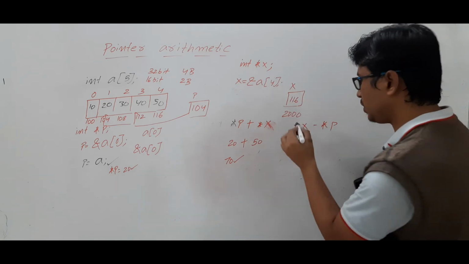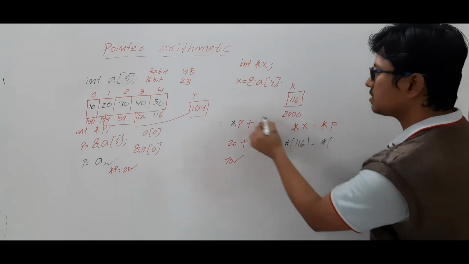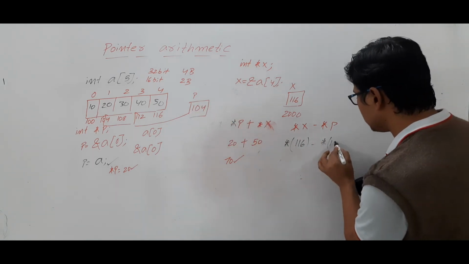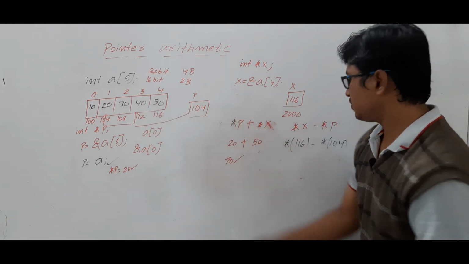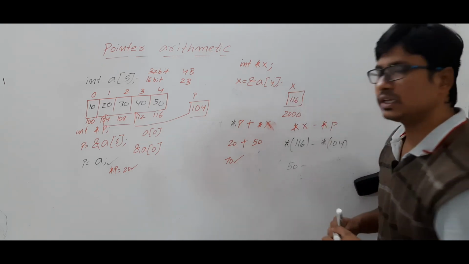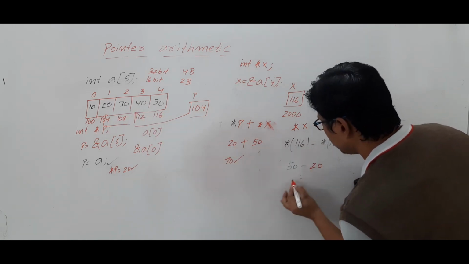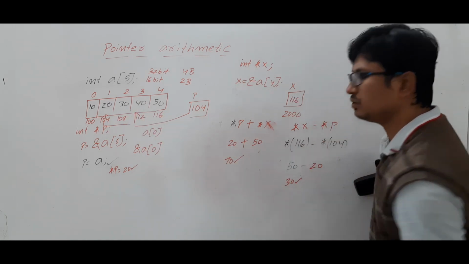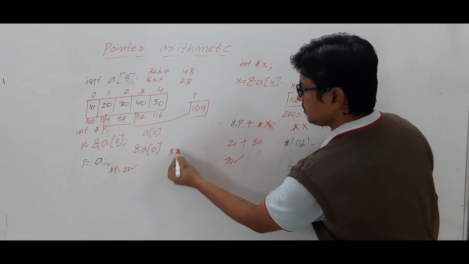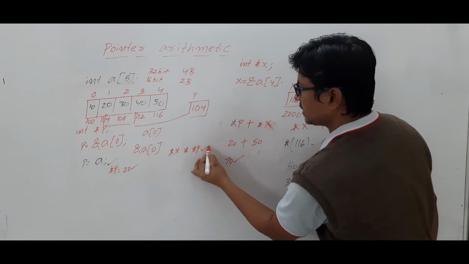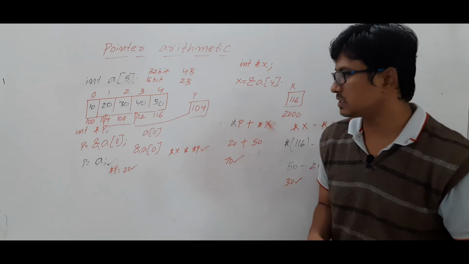What is the value there? 116 is the address. Okay, minus star p. What is the address in the pointer p? 104. So it will go to the 116 location. What is the value there? 50. So that value will come here, 50 minus, in 104 what is the value? 20. So 50 minus 20 is 30. So this will give you the value 30. Similarly you can perform multiplication, you can perform division and you can perform modulus. Are you able to understand it or not?